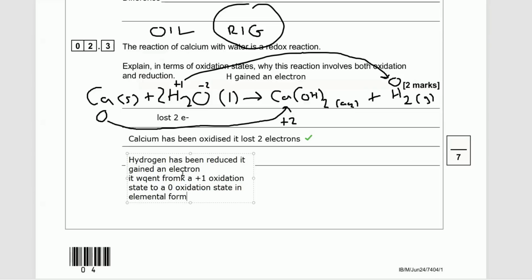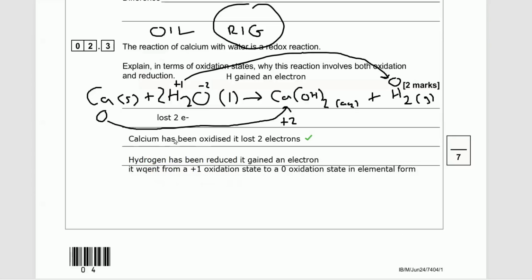I could have said the same wiffle waffle for that. I mean, you'll probably just get it for saying calcium has been oxidized, lost 2 electrons. But you could say calcium goes from 0 to +2, meaning it's lost 2 electrons, if you really wanted to get funky. And that's the end of the question.